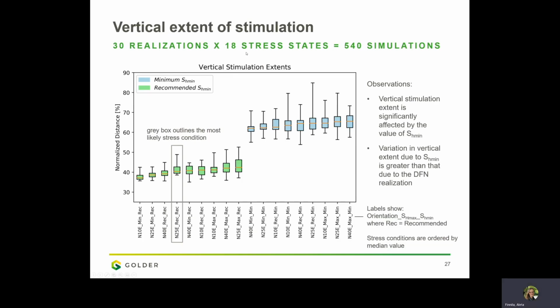For each of those possible stress state permutations, we did 30 DFN realizations. We did it in this order: we created 30 DFN stochastic realizations, and then we did a hydraulic fracturing simulation on each of them 18 times. So with 18 different stress states, that leads to about 540 different simulations. And that's why showing the results on this box plot here is a lot more convenient, because I can show all the results on this one chart pretty compactly.